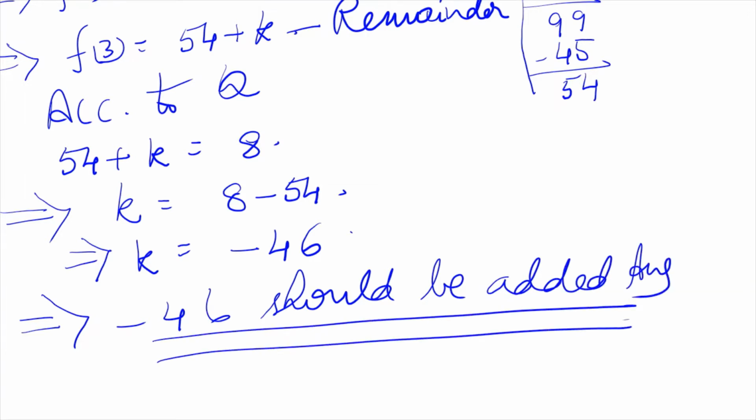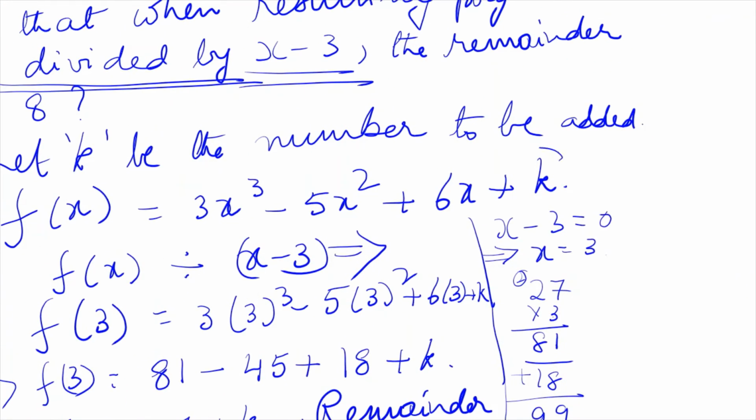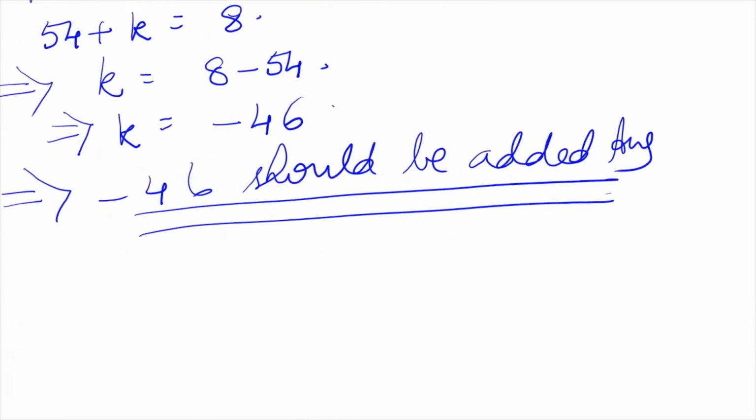Answer. Okay. Similarly, what number should be subtracted? You will be able to do this in a similar manner: instead of plus k you have to write minus k. Here we added, so we wrote plus k. But there, what number should be subtracted, so you write let k be the number to be subtracted and you put minus here. So this question you will do as homework.